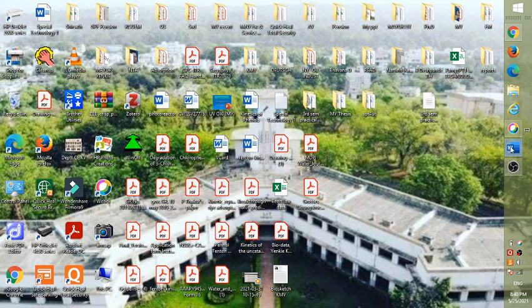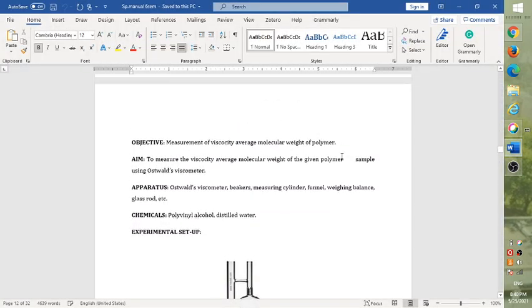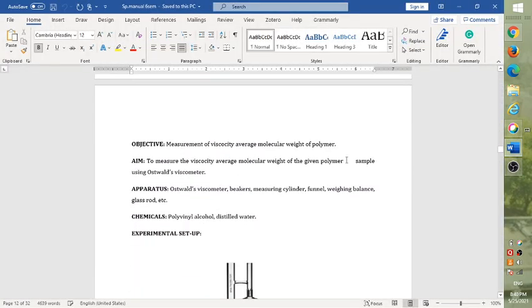Now let's see experiment number 3, measurement of viscosity average molecular weight of polymer. If you recall, we have already done this in third semester, in theory: to measure the viscosity average molecular weight of a given polymer sample using an Ostwald viscometer.